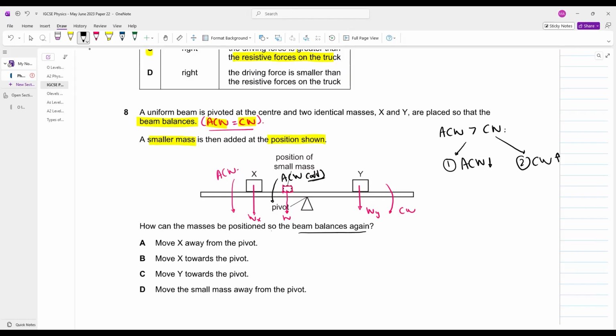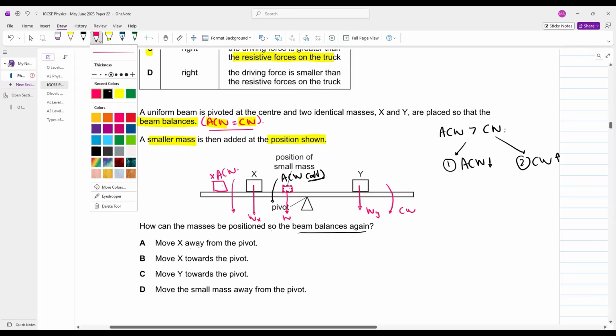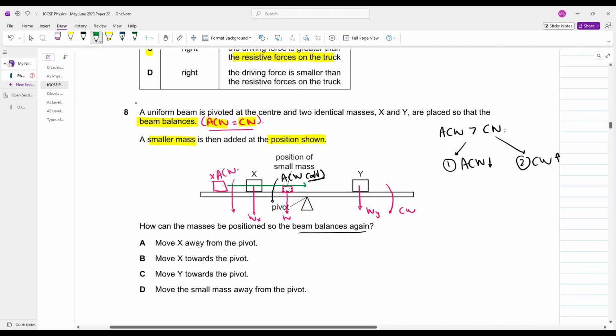ओके. If you move x away from the pivot, what will happen? Let's say x is at this position, the distance from the pivot increases. बेटा अगर आप x को अवे फ्रॉम द पिवट मूव करते हो तो what will happen? This perpendicular distance has increased. और अगर परपेंडिकुलर डिस्टेंस इंक्रीज हो जाएगा, मोमेंट इंक्रीज हो जाएगा. और ये कौन सा मोमेंट इंक्रीज हो जाएगा? Anti-clockwise movement. If you move x away from the pivot, which type of movement will increase?